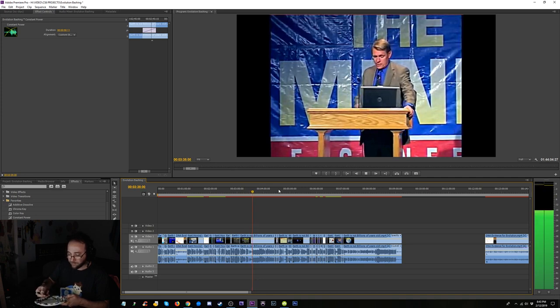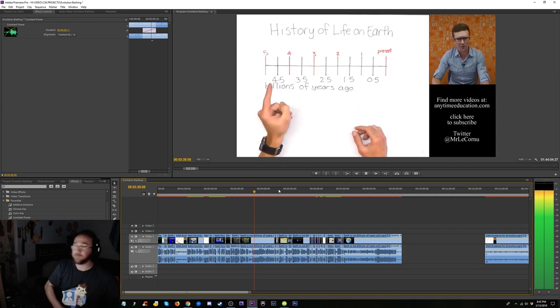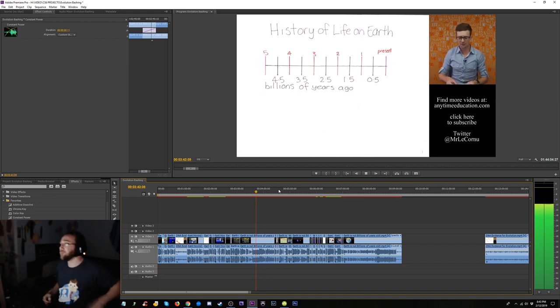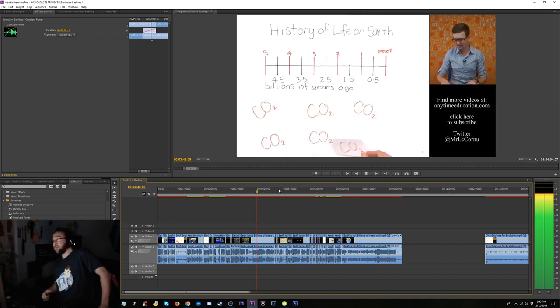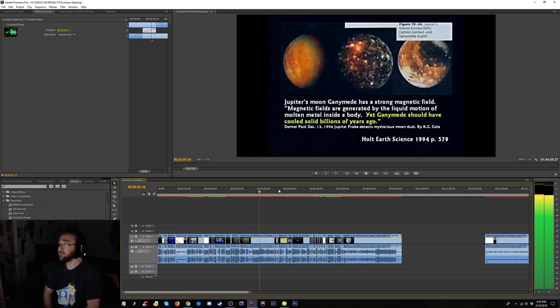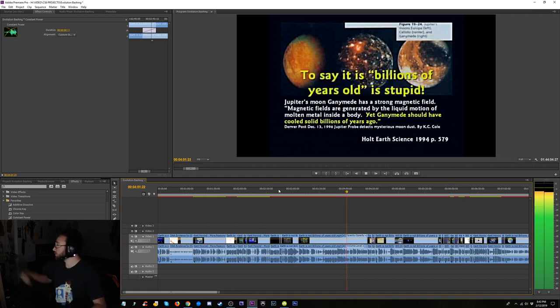That's stupid, okay? Now, if we go back to the Earth 4.5 billion years ago, it was a very different place. All we found in the early Earth's atmosphere is high amounts of carbon dioxide. Jupiter has a moon called Ganymede, which has a very strong magnetic field. Scientists are kind of perplexed by this because the magnetic field indicates a hot molten core, and yet Ganymede should have cooled off billions of years ago. Why does Ganymede still have a hot molten core and a strong magnetic field?